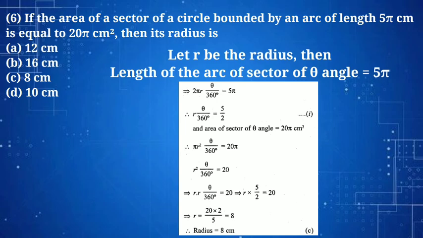Then this equation can be modified: r square can be written as r into r into theta by 360, that's equal to 20. Already we know from equation number 1 that r into theta by 360 is equal to 5 by 2. Substitute 5 by 2 in the place of r into theta by 360. So r into 5 by 2 is equal to 20. Then r is equal to, cross multiplying, you will get 8. So the radius is equal to 8 centimeter. The correct option is C.